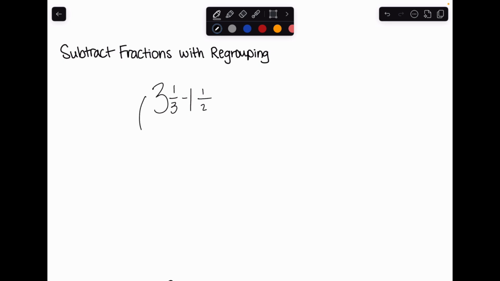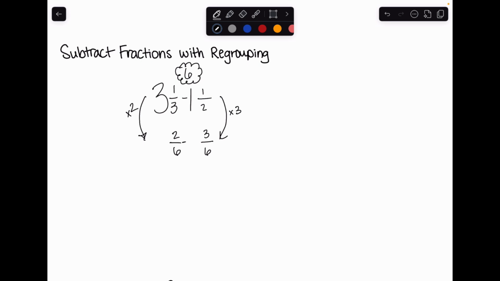And my first step is always to make those common denominators. So if I have 3 and 2 as my denominators, my least common denominator is going to be 6. So I will go ahead and I'll multiply 3 1/3 by 2 because 3 times 2 is 6. And I'll multiply my 1/2 by 3 because 2 times 3 is 6. My numerator, 1 times 2 is 2, and 1 times 3 is 3.